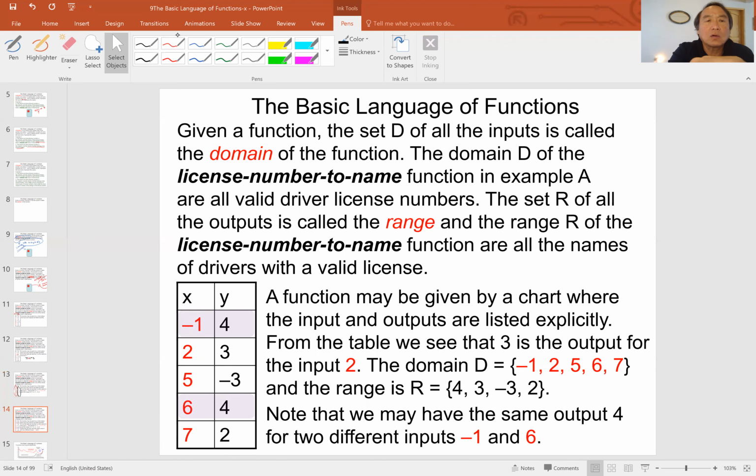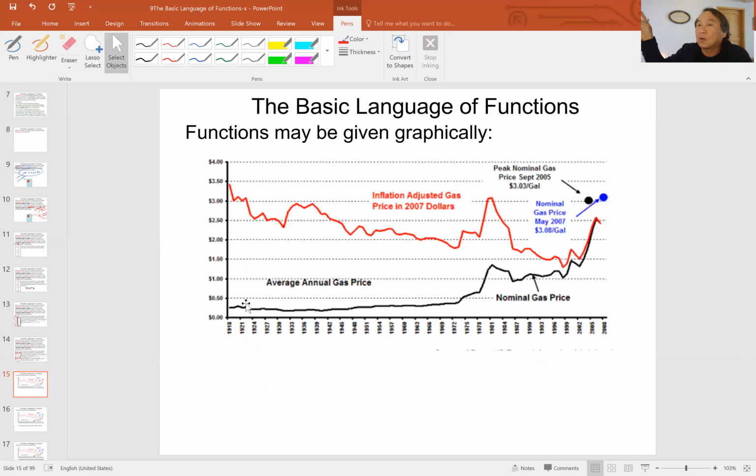And also notice we can have 2 inputs wind up with the same output. That's okay. It's like you have 2 items that wind up with the same price on the menu. But not the other way around. Not one single item listed with 2 different prices. Okay, that's not a function. We don't want multiple outputs.